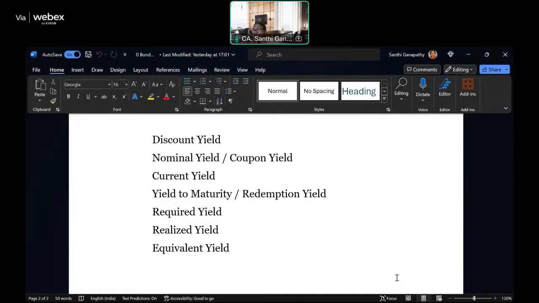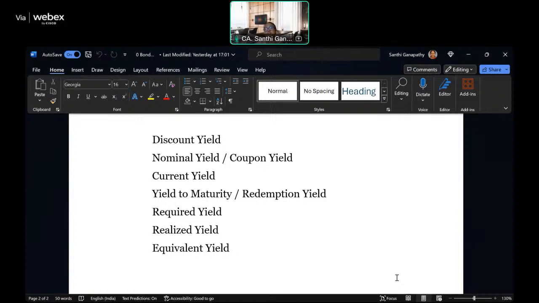YTM, that is yield to maturity, and realized yield will be the same if the assumptions of YTM are valid. Realized yield is a return earned by the investor over this holding period. So any violation of the assumptions will cause realized yield to differ from the YTM.